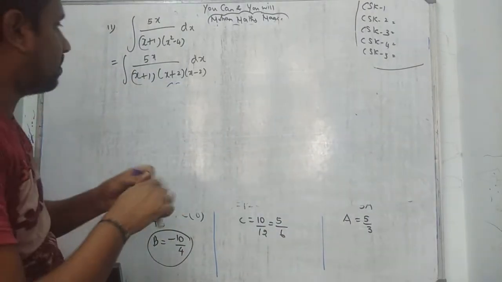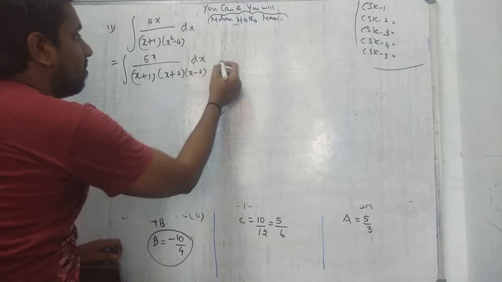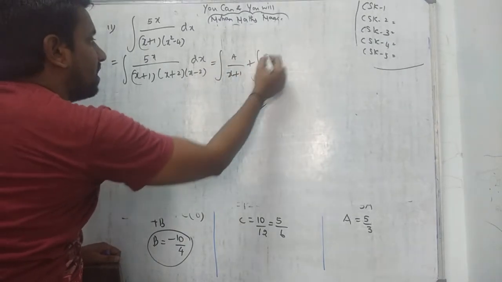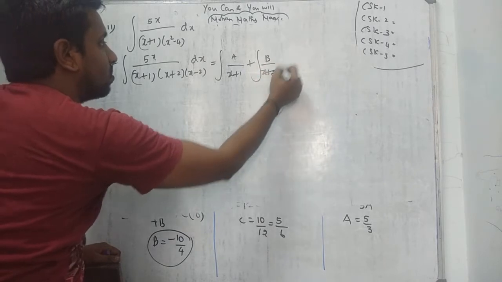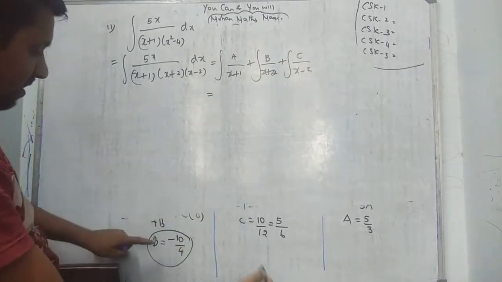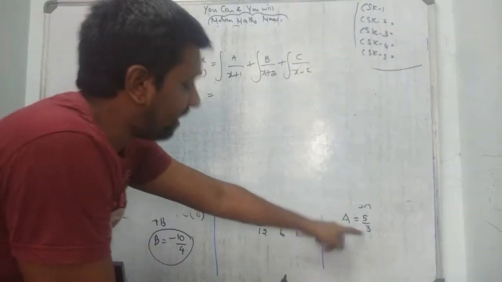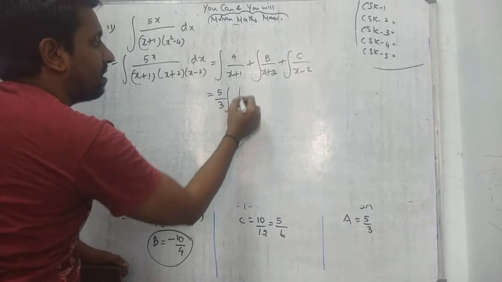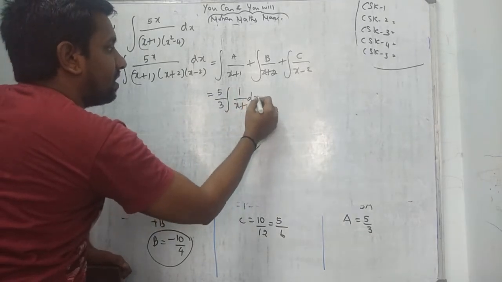Therefore I got the new sum as integration of A upon x plus 1 dx, B upon x plus 2, C upon x minus 2. Substitute the ABC values. A value is 5 by 3, right? So put 5 by 3, take it out as a constant. So 5 by 3 remains, with 1 upon x plus 1 dx.